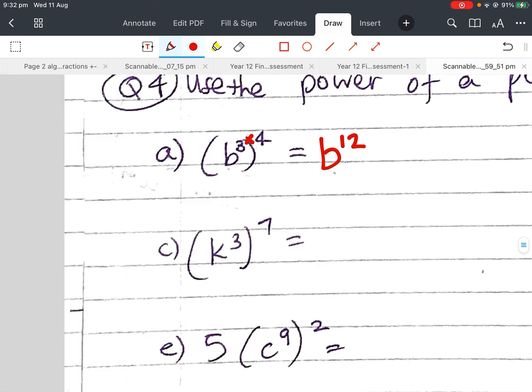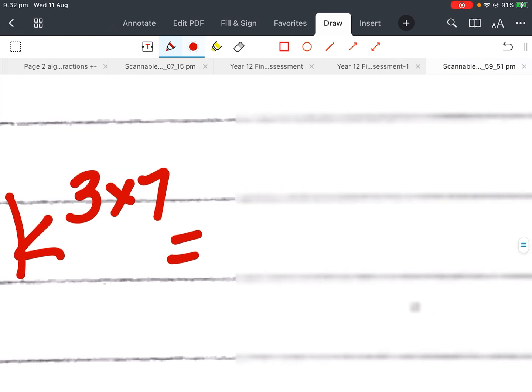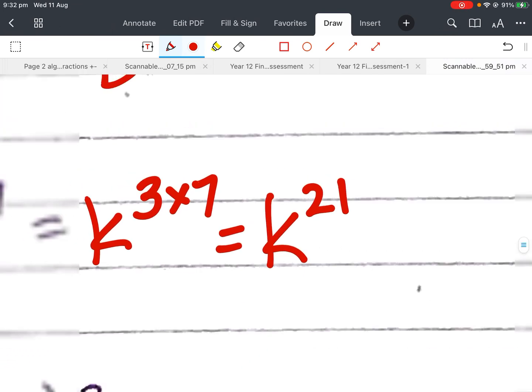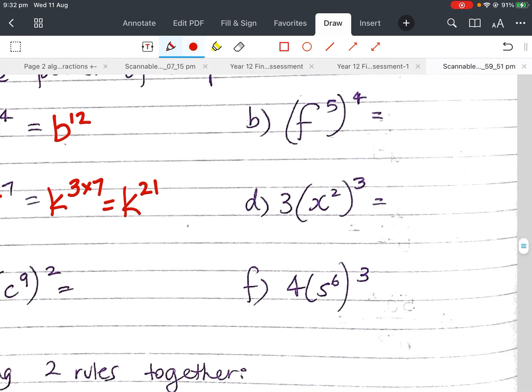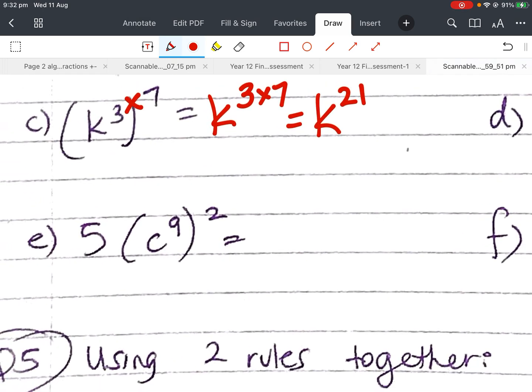Now C is pretty much the same. Okay, you multiply the two numbers. What's 3 times 7? Hopefully you said 21. Okay?